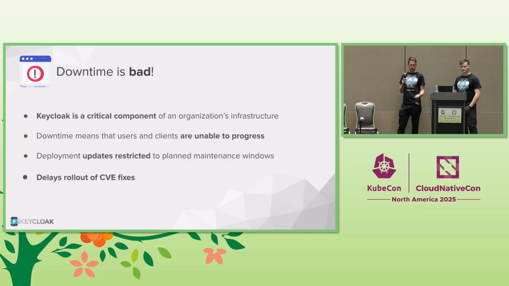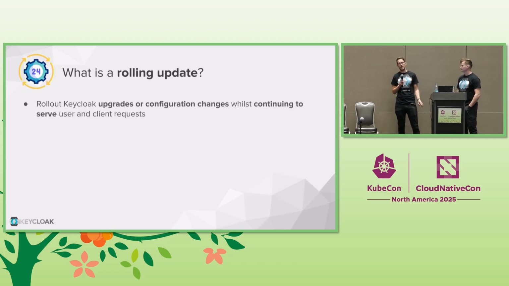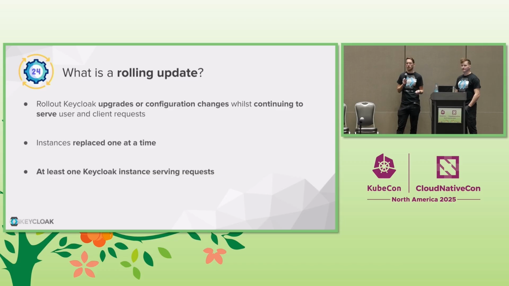So our solution to this is to leverage rolling updates, which I'm sure is a concept many of you are familiar with. But the basic idea is that Keycloak upgrades or configuration changes can be performed while continuing to serve user and client requests. The idea is that instances of Keycloak are replaced one at a time, and as a consequence, there's at least one Keycloak instance ready to handle these user and client requests.